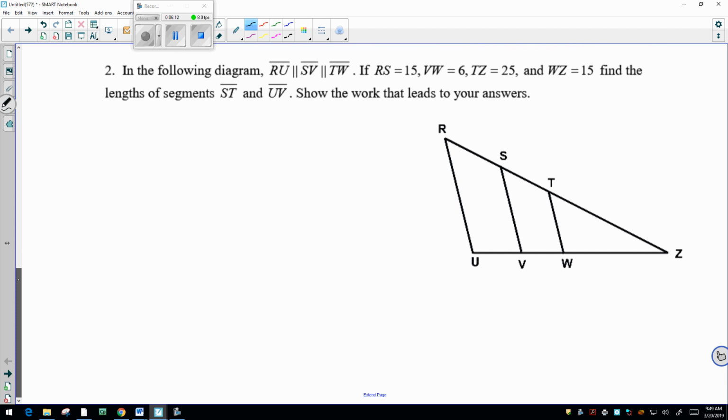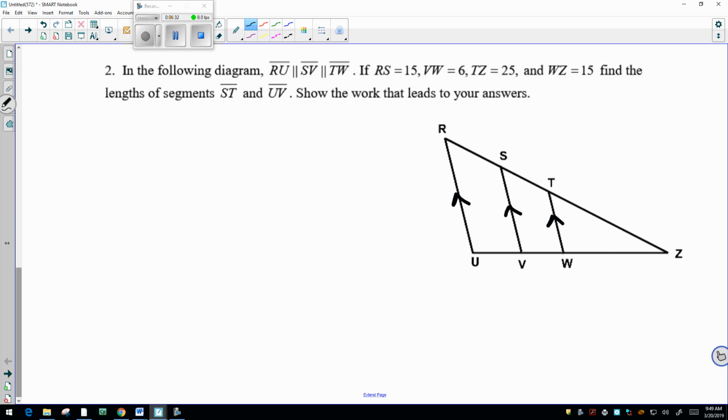Going on to number 2. So number 2 is just basically more than one triangle put together. So we got a couple of different triangles that we can look at. And all of these lines are parallel. Like that's the huge part here that you want to keep in mind. Since these are parallel, we get a whole bunch of different proportions that we can make.